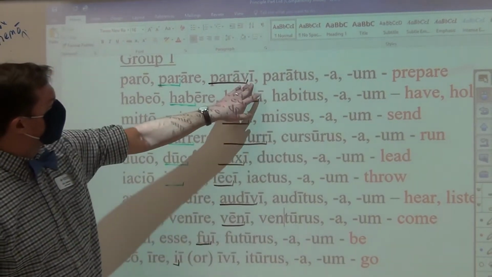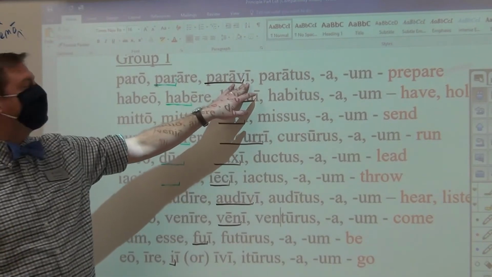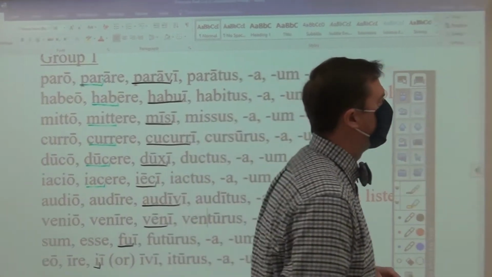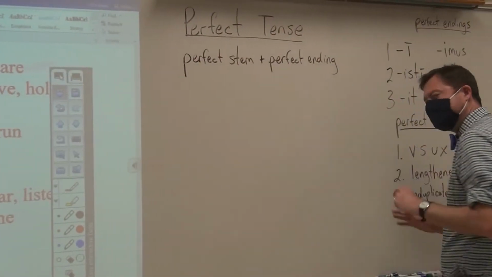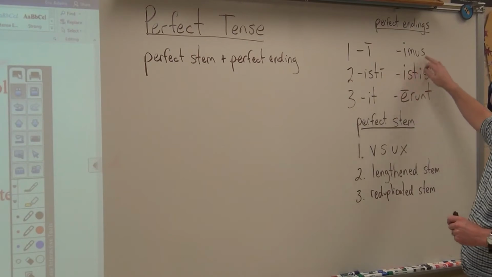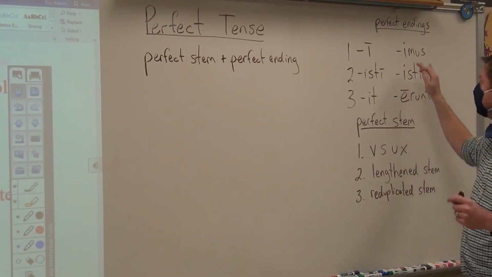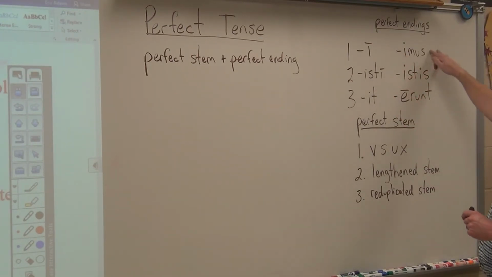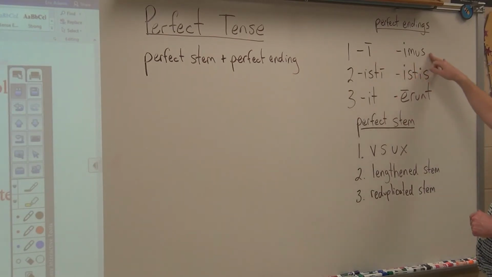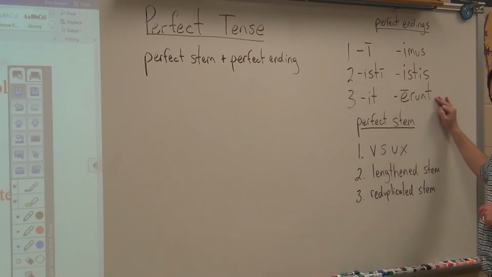We already know the first person singular, I in English, is a long I in Latin. And these are then the rest of them. And these are the ones you have to memorize. You just have to memorize them. I, isti, it, imus, istis, erunt. And again, I, isti, it, imus, istis, erunt. I, you, he, we, y'all, and they.